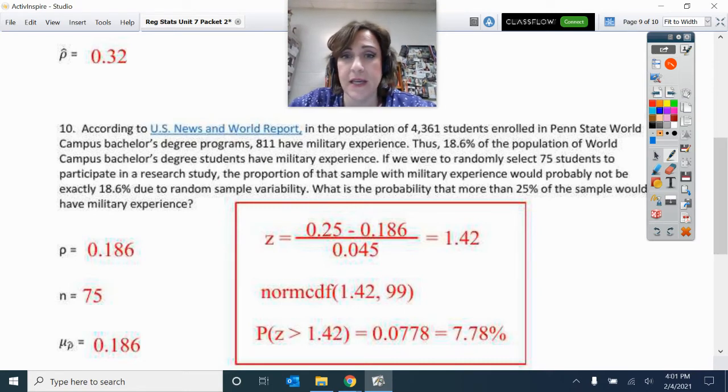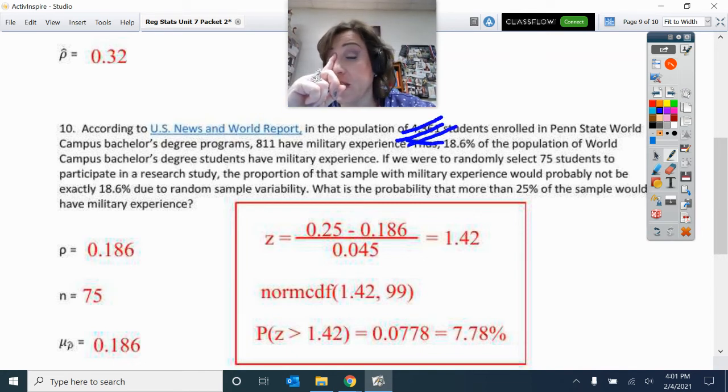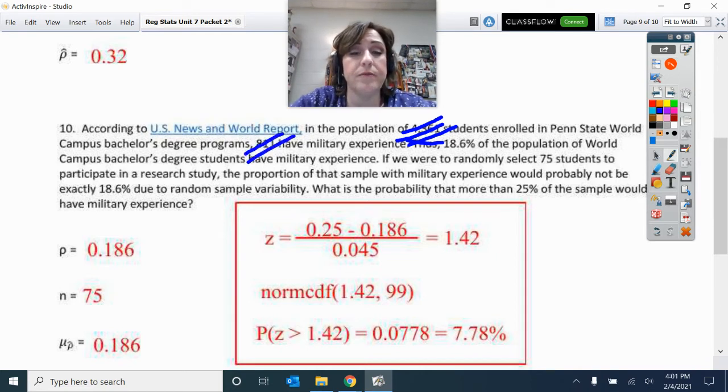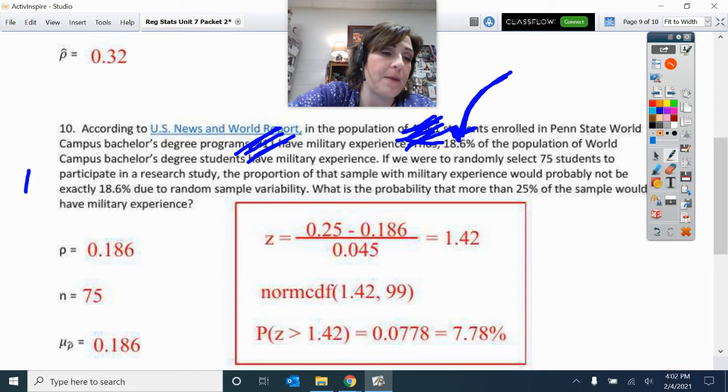So what happens is, this is the population. This is not going to go into our information. Okay, and neither is this one. Okay, those two numbers are how this population amount came about. So this is the proportion of the Penn State bachelor's degree programs that have military experience. So that is then the population amount. So all the samples should be centered there.